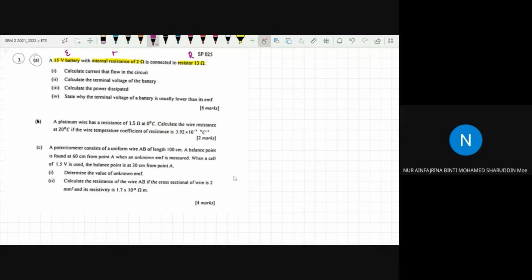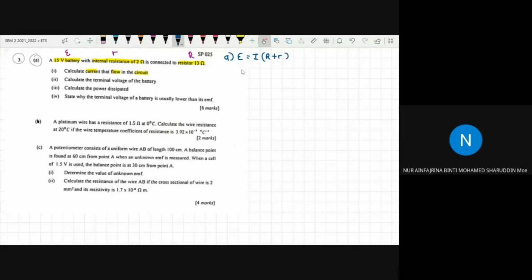Okay, the first question. Calculate current that flow in the circuit. So what formula should we use to calculate the current flow in the circuit? Anyone? Nak pakai formula apa tu? Itu I = E over (R plus r). Very good. R plus r.